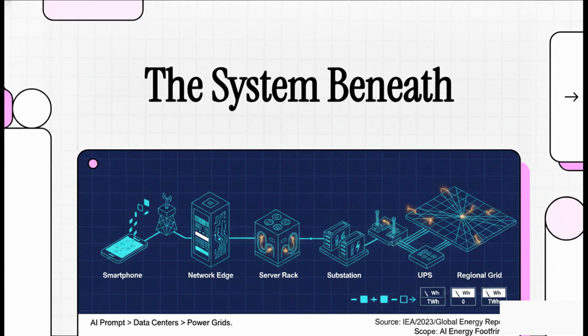But spoiler alert, there is no cloud. There are just physical machines pulling real power from very real grids. So let's take a look at the system beneath.